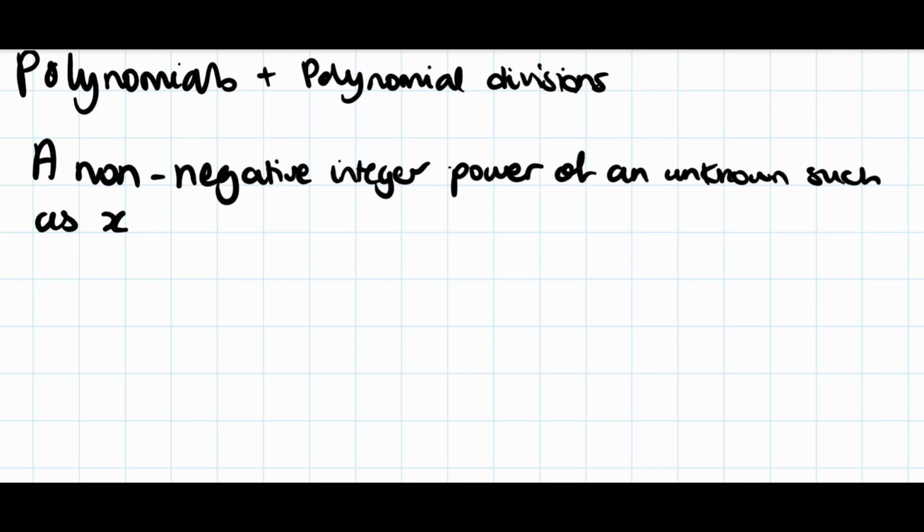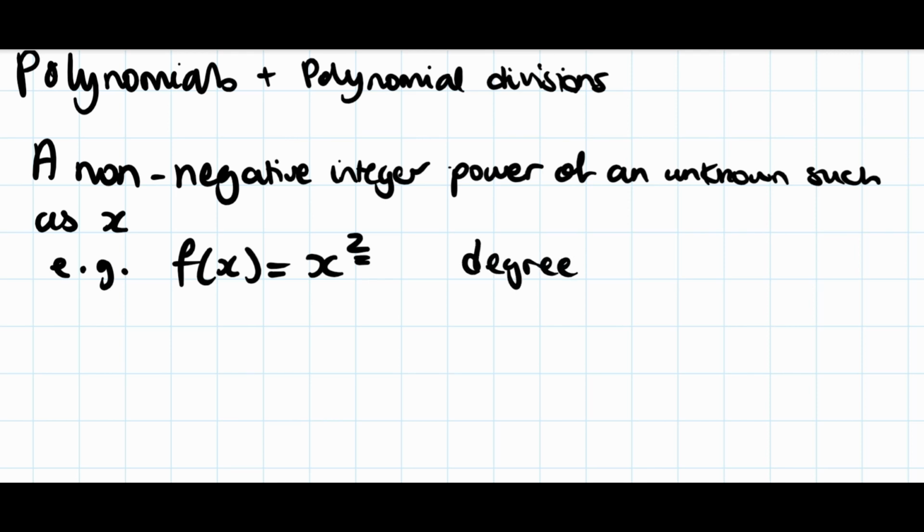And below, we will give some examples of what we mean by the sums of non-negative integer powers of an unknown such as x. So we'll start with number 1, which is f of x is equal to x squared. From this we can tell that the highest power is 2, and so we'd say that this function would have a degree of 2, as that's its highest power.